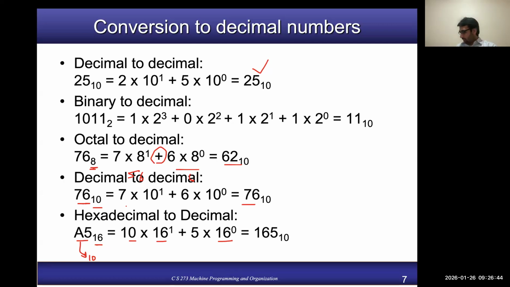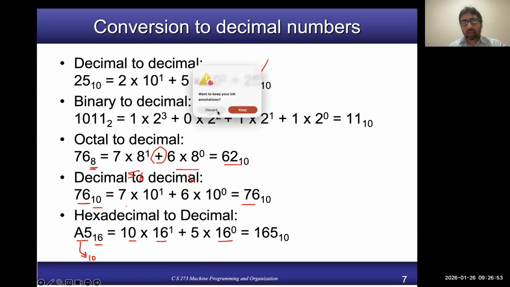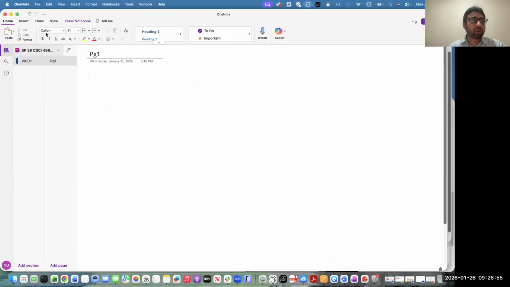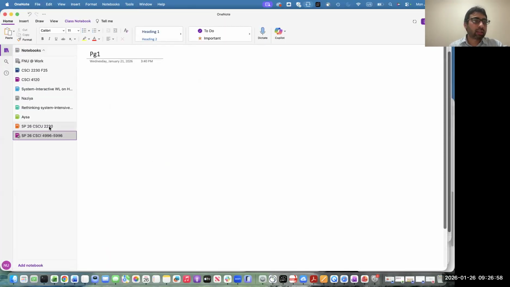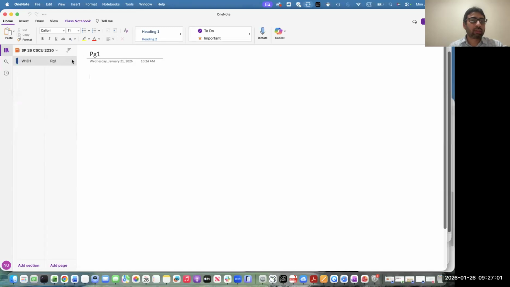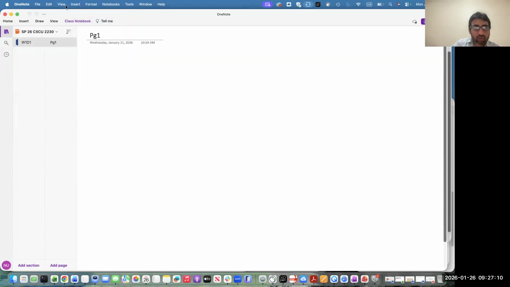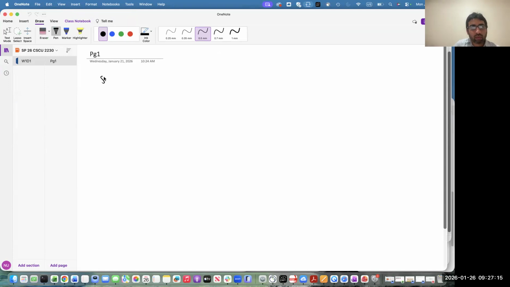Okay, let's do the last one, which was converting 5231 in octal form. For that, I can go to OneNote. The number which we wanted to convert is 5231, a number in octal form, and we want to convert it to decimal form.